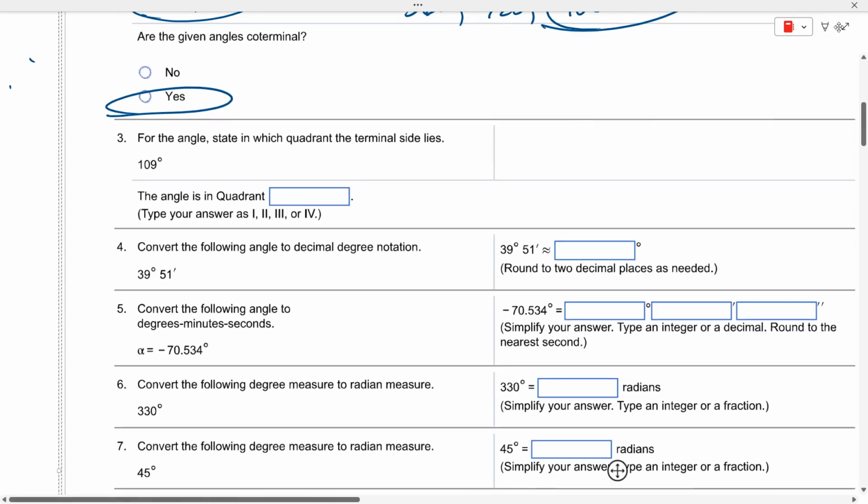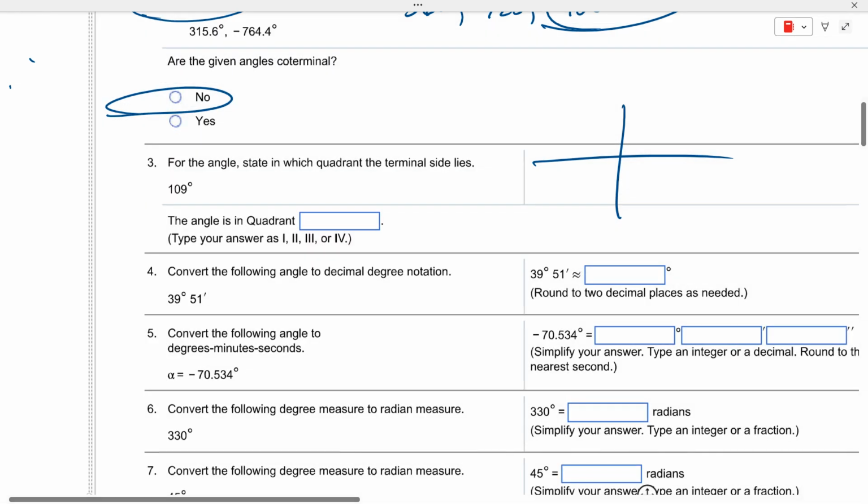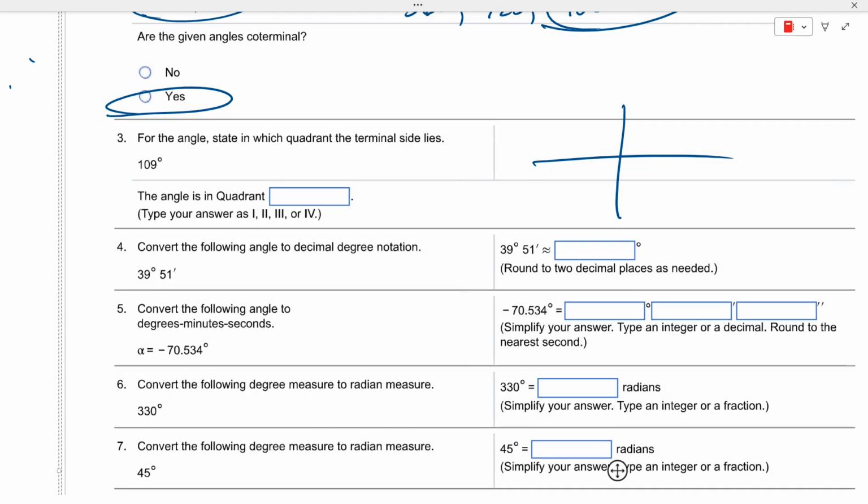Okay, 109-degree angle. Well, if this, I can't believe it keeps doing that. Quit doing that.